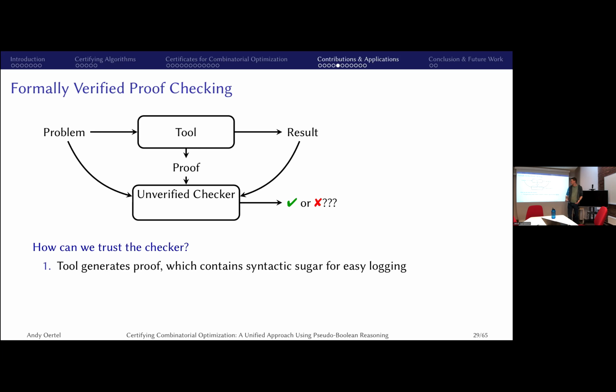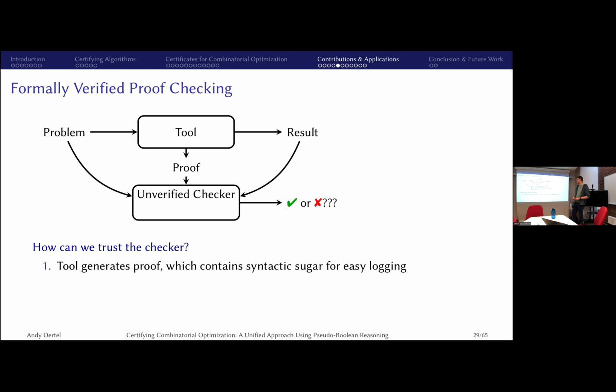So it would be good to have a formally verified checker, and so we replace unverified with verified. However, the issue is that our proof system contains a lot of syntactic sugar, which I will talk about a bit in the second part. And for these syntactic sugar rules, it is very hard to do efficient formally verified checking.